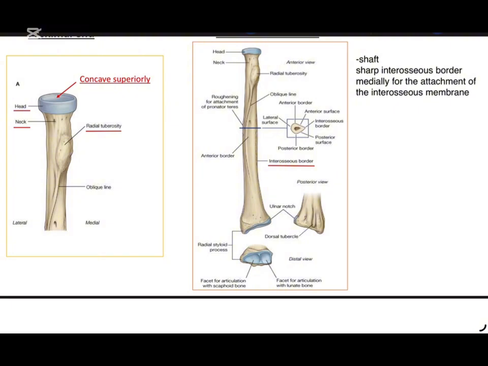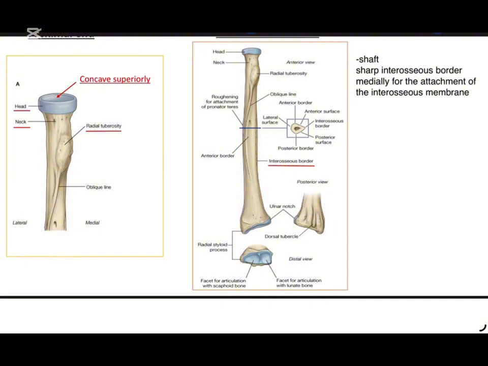The distal end, when I look from below, I find two fossae here for the articulation with carpal bones. At the lateral end, laterally, I have a fossa for the scaphoid bone, medially for the lunate bone. Then I have here the styloid process, and I have a notch here at the medial side. I call it ulnar notch. Why is it called ulnar notch?